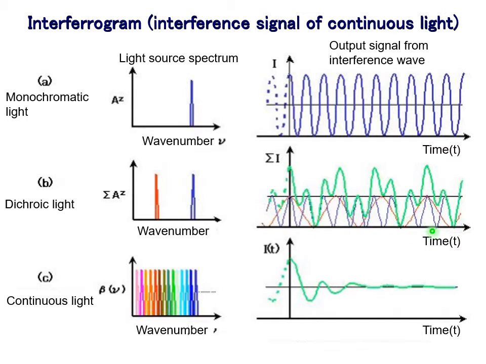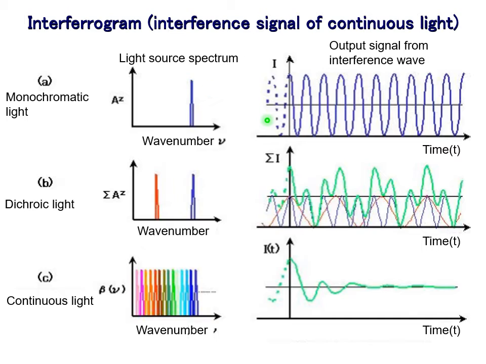Third, as shown in C, I will explain the case where continuous light with a continuous light intensity is introduced into the interferometer. The intensity of the output light becomes maximum at the time when the optical path difference becomes zero. This point is called center burst. After that, as the optical path difference increases, the intensity decreases while oscillating up and down, and finally converges to a constant value. This waveform is called an interferogram.